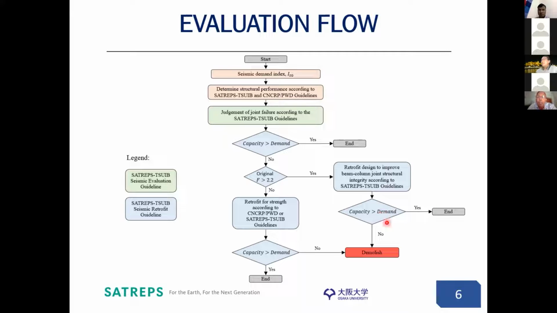And then we perform a similar small judgment on whether the capacity is greater than the demand or not. If not, then we might need to demolish or come up with some other idea. Right now, that's based on the engineer's judgment. So the green part is basically SATREPS-TSUIB, this project's first guideline, which is the evaluation guideline. And the blue part is this guideline, the SATREPS-TSUIB seismic retrofit guideline, the current one.